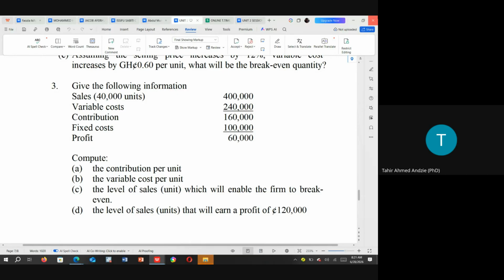And what is the formula for break-even point in units? Fixed cost over contribution per unit. From the first calculation, we calculated the contribution per unit, and we got 4 cedis. And the fixed cost in the question is 100,000. So if the break-even is fixed cost over contribution per unit, what will be the units? Have you gotten it?